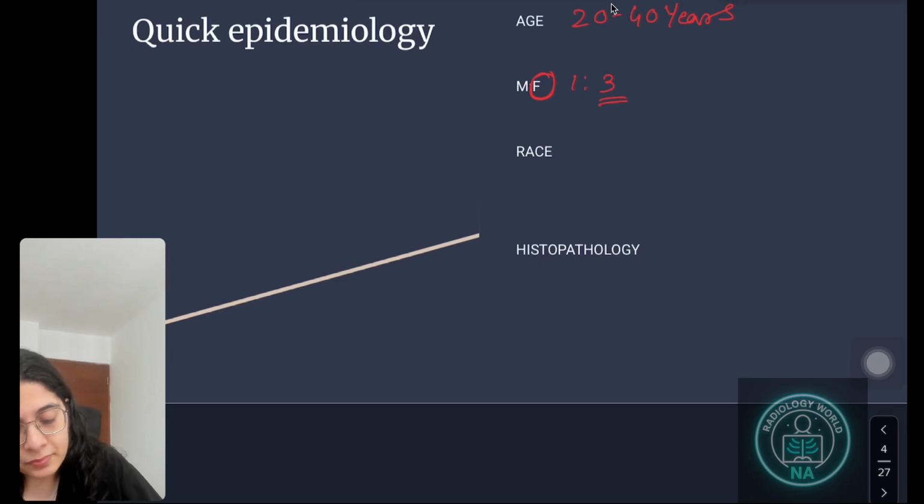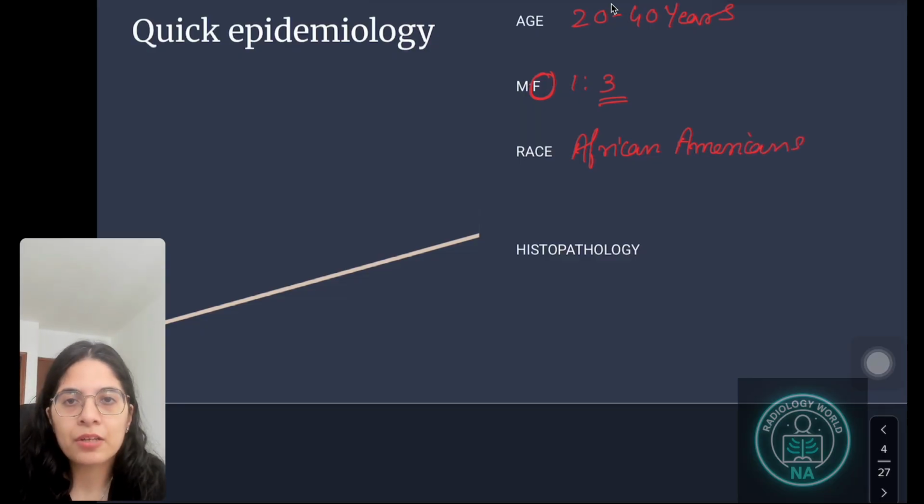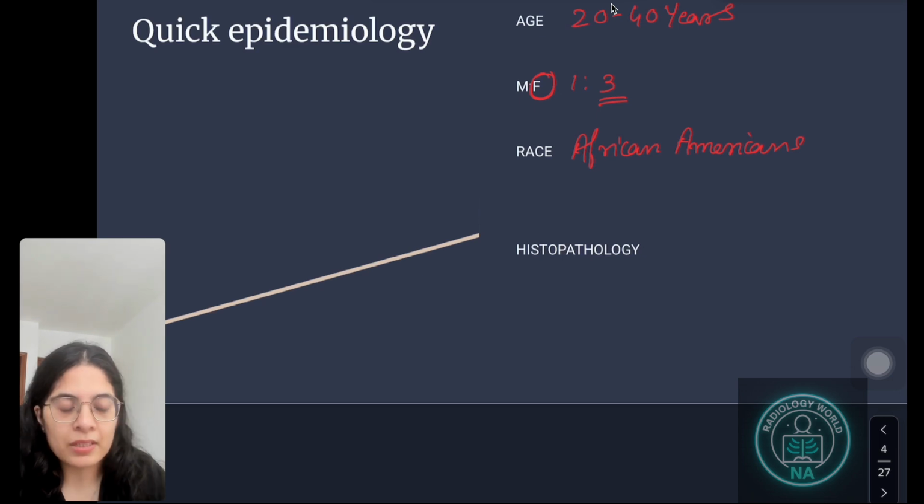Okay, race: it is commonly seen in African Americans. If you are given any global examination, they commonly give you the ethnicity also. They give that there was an African American man. This is more commonly seen in black Americans, almost 3 times more compared to whites, and this is commonly given in clinical vignette questions, especially if you are given any global examination.